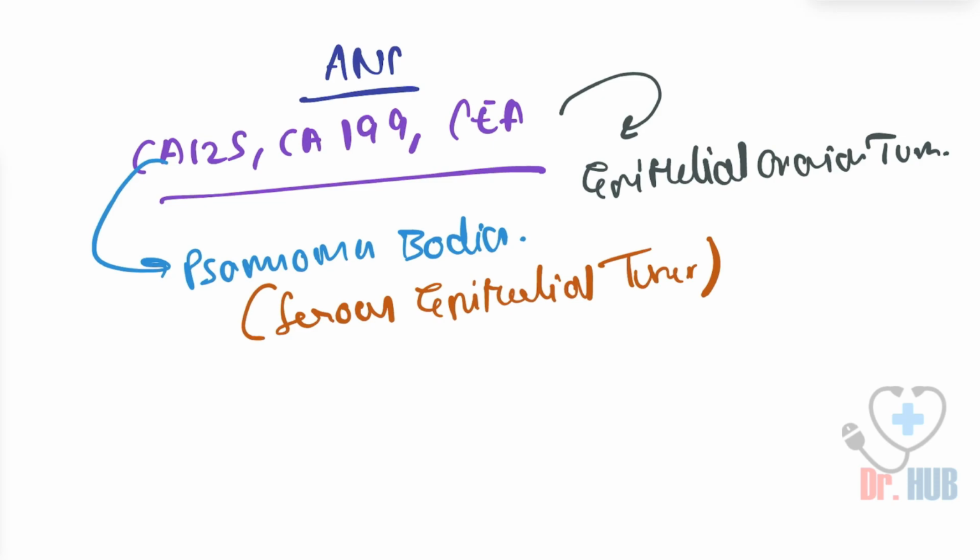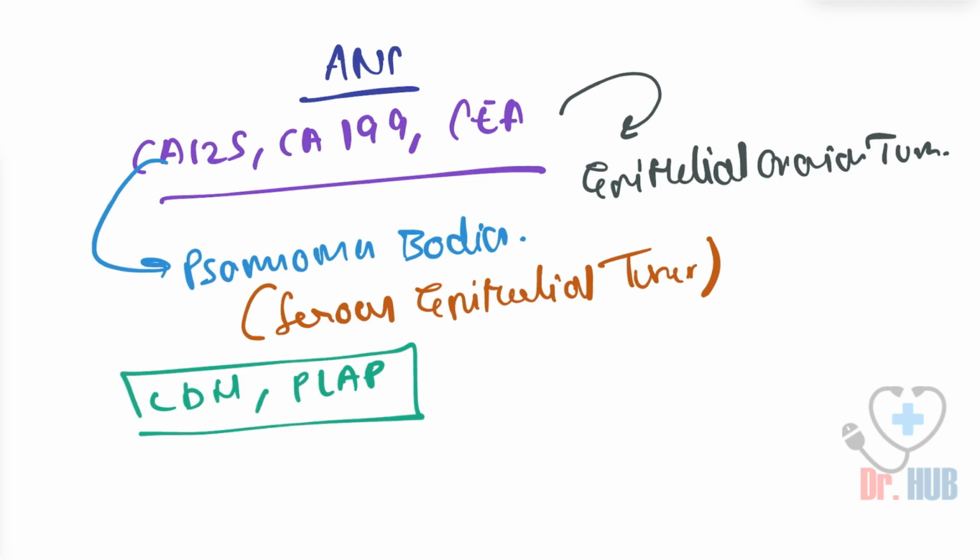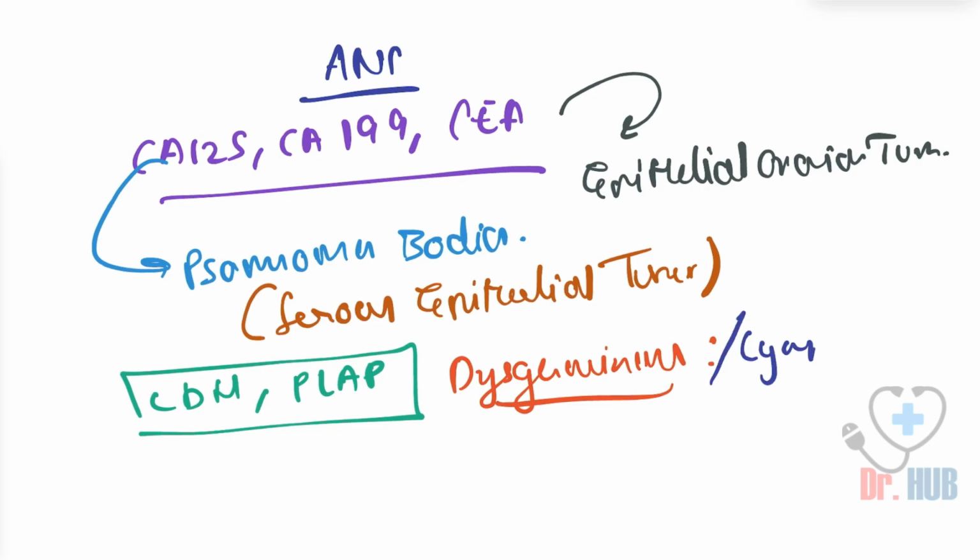Then we look at the LDH, as well as the PLAP. What are the LDH and the PLAP? This LDH and PLAP are associated with the dysgerminoma. What is the pathognomonic finding here? It is the lymphocytic infiltration.